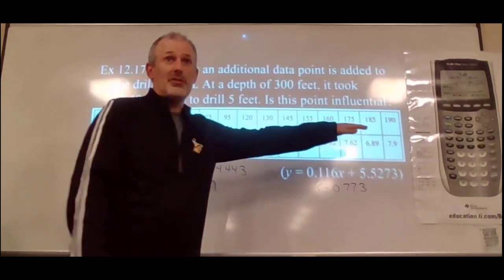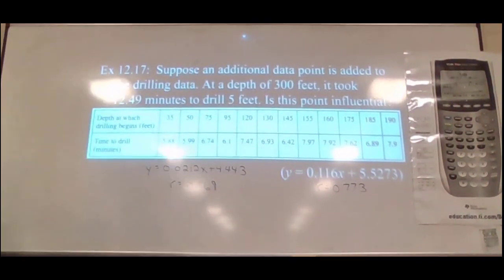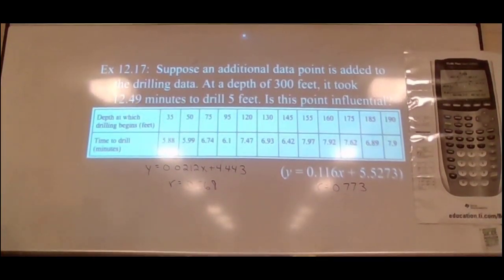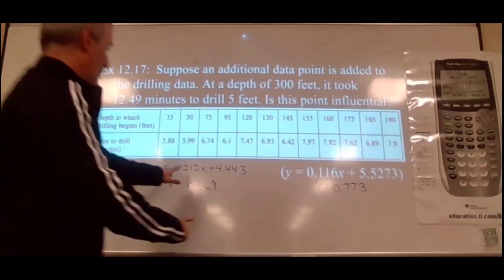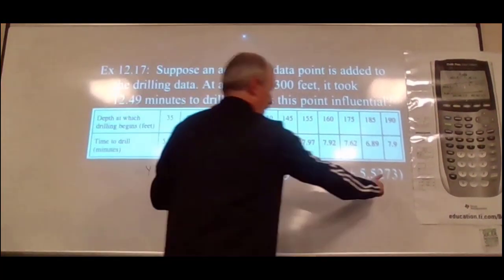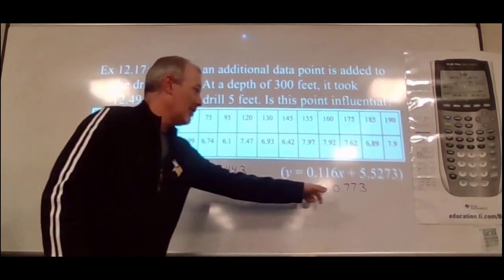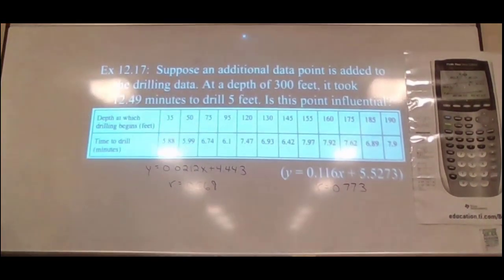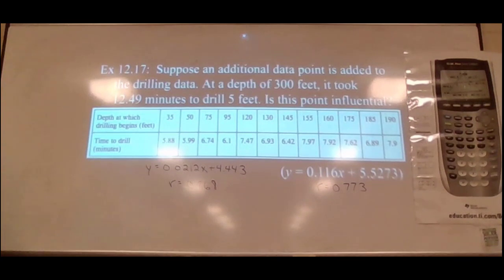Okay, so our question that we want to ask then is, is this point influential? Now remember back a couple of slides, we said an influential point is a point that changes the slope, which is this number by the x, significantly, or it changes the intercept, which is this number over here, or it changes the correlation coefficient. Now that word significantly is a little tough, it just takes some practice to figure it out. But does it seem like our 300-foot information taking 12.49 minutes to drill is an influential point or not? What do you think?